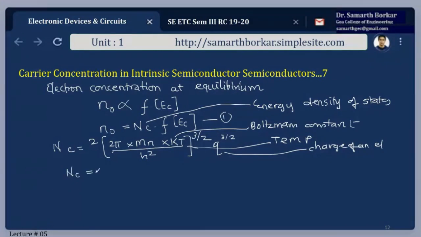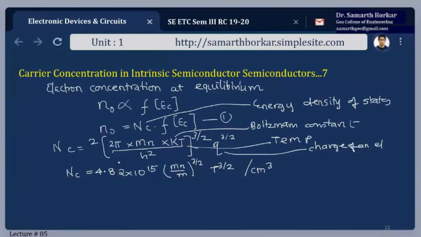NC equals 4.82 into 10 to the power 15, mn by m, whole raised to the power 3 by 2, T raised to power 3 by 2, per centimeter cube. Since we are talking about a volume, the concentration, the quantity in given volume, it is per centimeter cube. Again, this data will be provided in the problem statement, but you can memorize this. Okay, this is the energy density of states. How many energy levels are there?